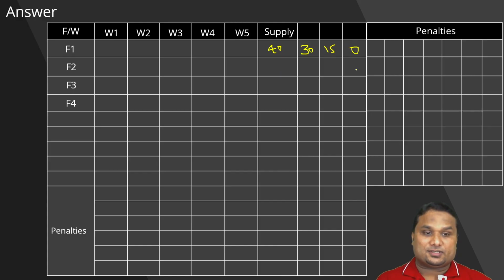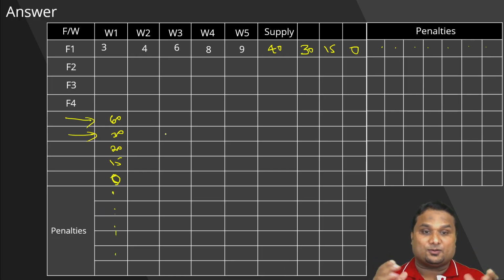I have taken only 4 cells for the supply, and for the demand also, suppose here it is 60, this will become 30, this will become 20, this will become 15, and finally this will become 0. So take 5 rows for writing the demand as well. After writing the demand and supply, we require some penalty calculation. There is a row penalty and there is a column penalty. So 1, 2, 3, 4, 5, 6, 7, 8, up to 8 columns are required for writing the penalty, and at the bottom we also record 8 rows. So make the space accordingly.